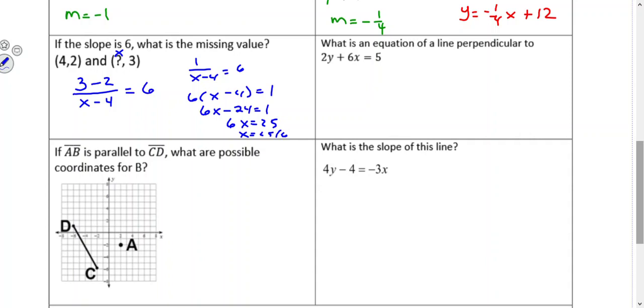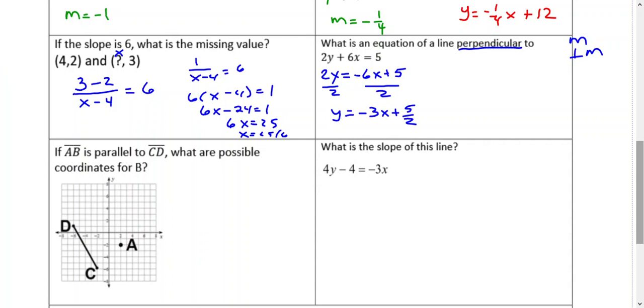Next we're being asked to write the equation of a line perpendicular. So we know we need to find the slope and then find the perpendicular slope. We saw how easy these were to work with when they were in slope-intercept form. So it's probably going to be easiest for us to change this equation into slope-intercept form. So let's go ahead and do that. We would have 2y equals negative 6x plus 5. Then when we divide both sides by 2, we get y equals negative 3x plus 5 halves.